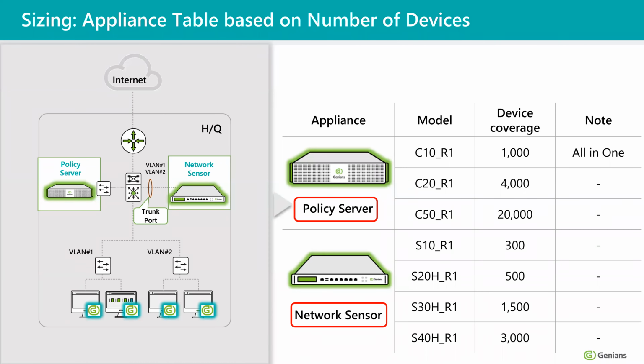As you may have experienced with sizing before, there are some notes you need to check. First one, both the policy server and network sensor are deployed on either on-premise hardware or VM, virtual machine. Second one, C10 can function as both the policy server and network sensor together in case of within 500 devices.